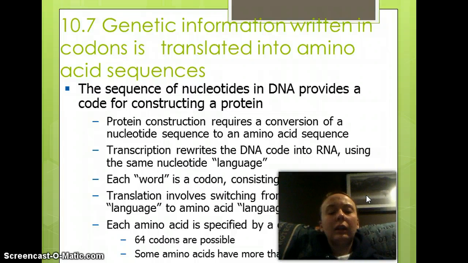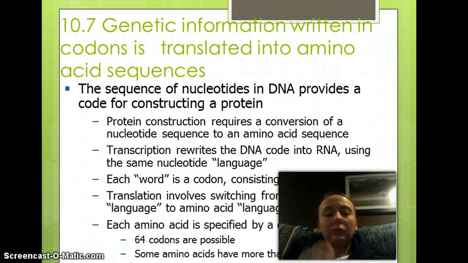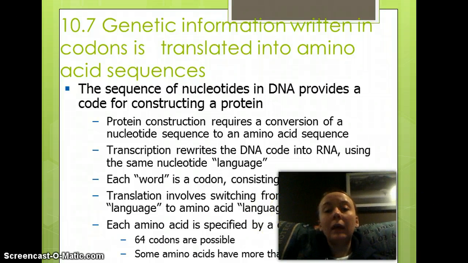Then translation involves switching into a different language. Okay, so in translation, we're taking the RNA into the cytoplasm, and we're making it into a specific amino acid. And then each amino acid is specified by a codon. So each triplet, like ACT, codes for a certain amino acid. So then we're going to make a bunch of amino acids that eventually form a protein.